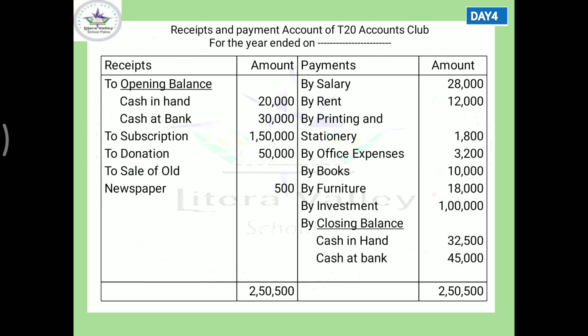For example, you have SBI bank with credit balance, you have taken an overdraft from SBI, or the organization has taken, and you have deposited into Axis Bank. So Axis Bank will be shown on the receipt side as opening balance, where you have a debit balance deposited, and on the payment side the bank overdraft balance with SBI will be shown.